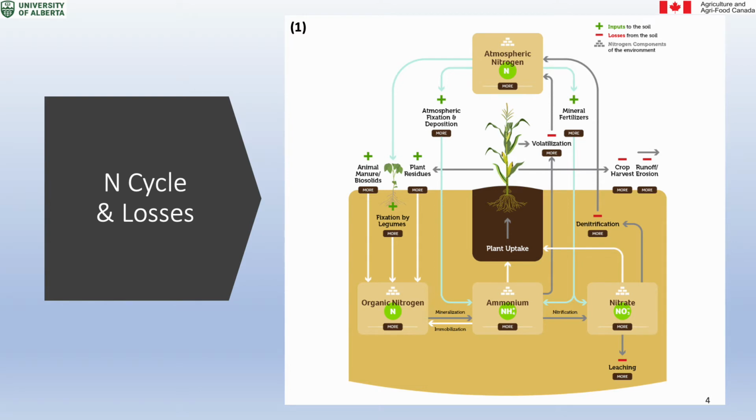Here is a picture of the nitrogen cycle as it pertains to crop production. All of the green plus signs are additions of soil nitrogen, and all the red minus signs are losses of soil nitrogen. And the three most common methods of nitrogen loss that are pertinent to enhanced efficiency fertilizers are ammonia volatilization, nitrate leaching, and denitrification.